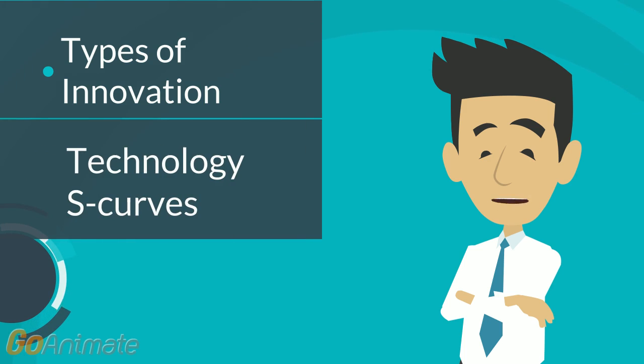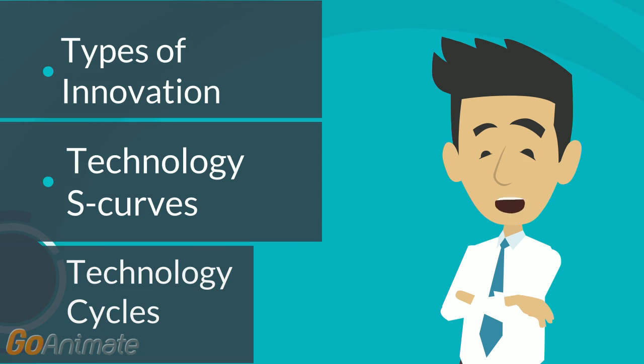In the second part, we will learn what technology S-curves are, and how they can be used in technology improvement and diffusion. Moreover, we will cover their advantages and disadvantages as a prescriptive tool. Finally, we will discuss technology cycles, that is, how technology is born, matures, and is replaced.